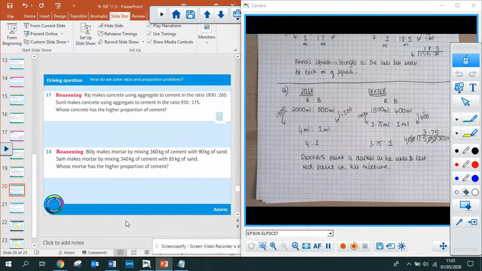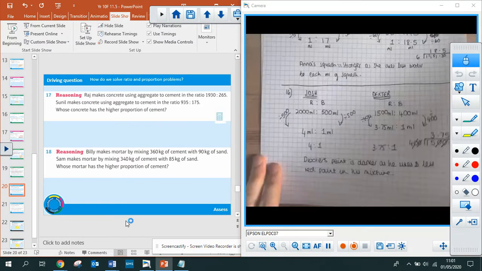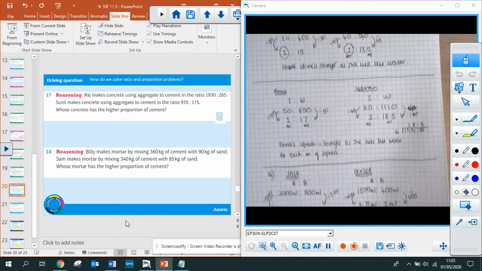Question 17 and 18. For question 17, you can use a calculator, okay? There's an image of a calculator there because you can use a calculator. So please pause the video and play when you're ready to go through the solutions.